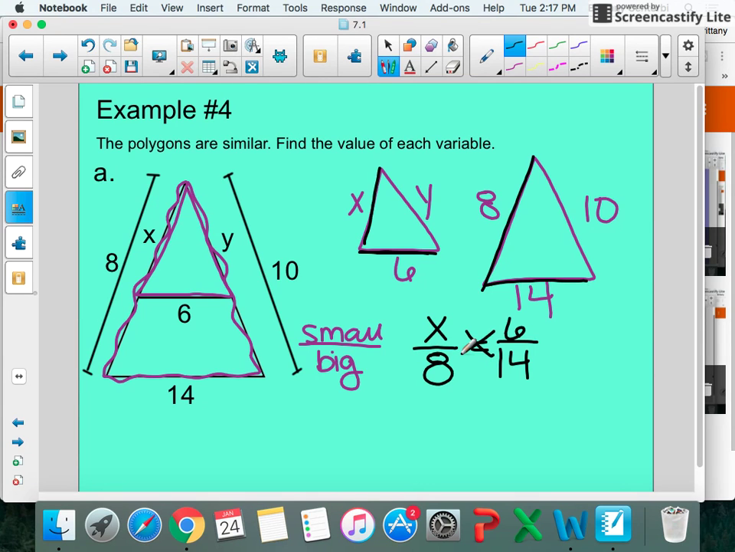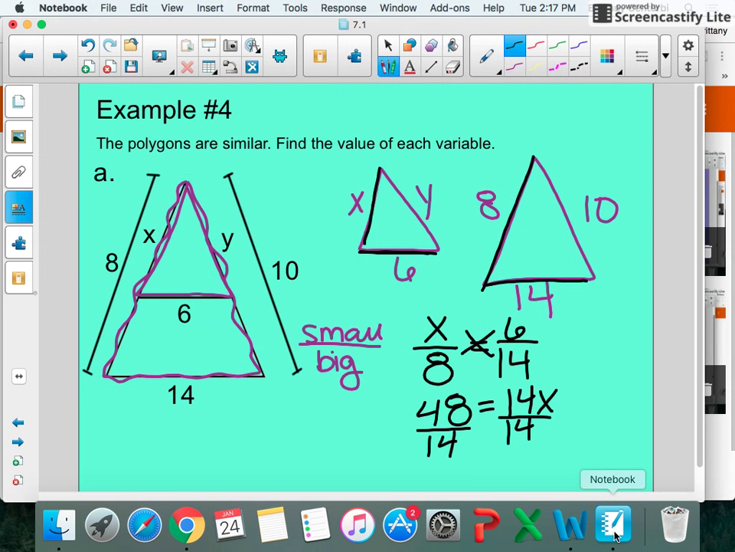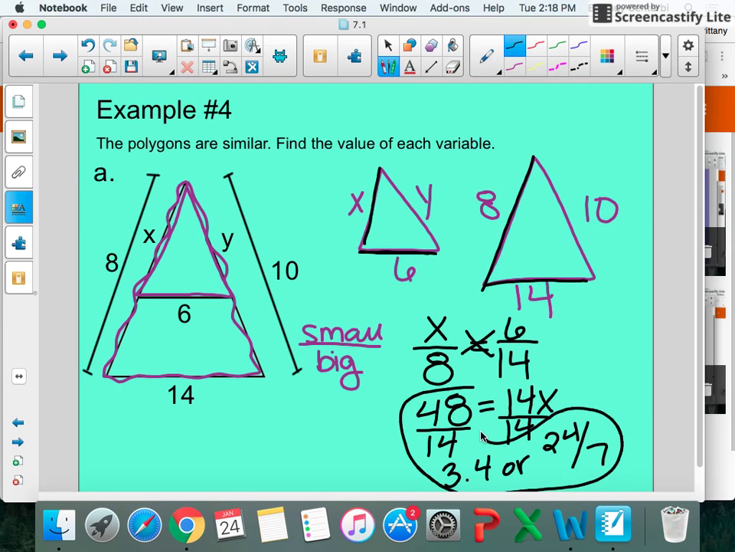Now we have a proportion, which we should know what to do from the last section. Cross multiply. So I have 6 times 8 is 48, and X times 14 is 14X. And then I'm going to solve. So I'm going to divide by 14. And now we can simplify this to be a decimal, which comes out to be 3.4, or if we simplify the fraction down, dividing the top and the bottom by 2, you get 24 over 7. Any of these would be an acceptable answer.